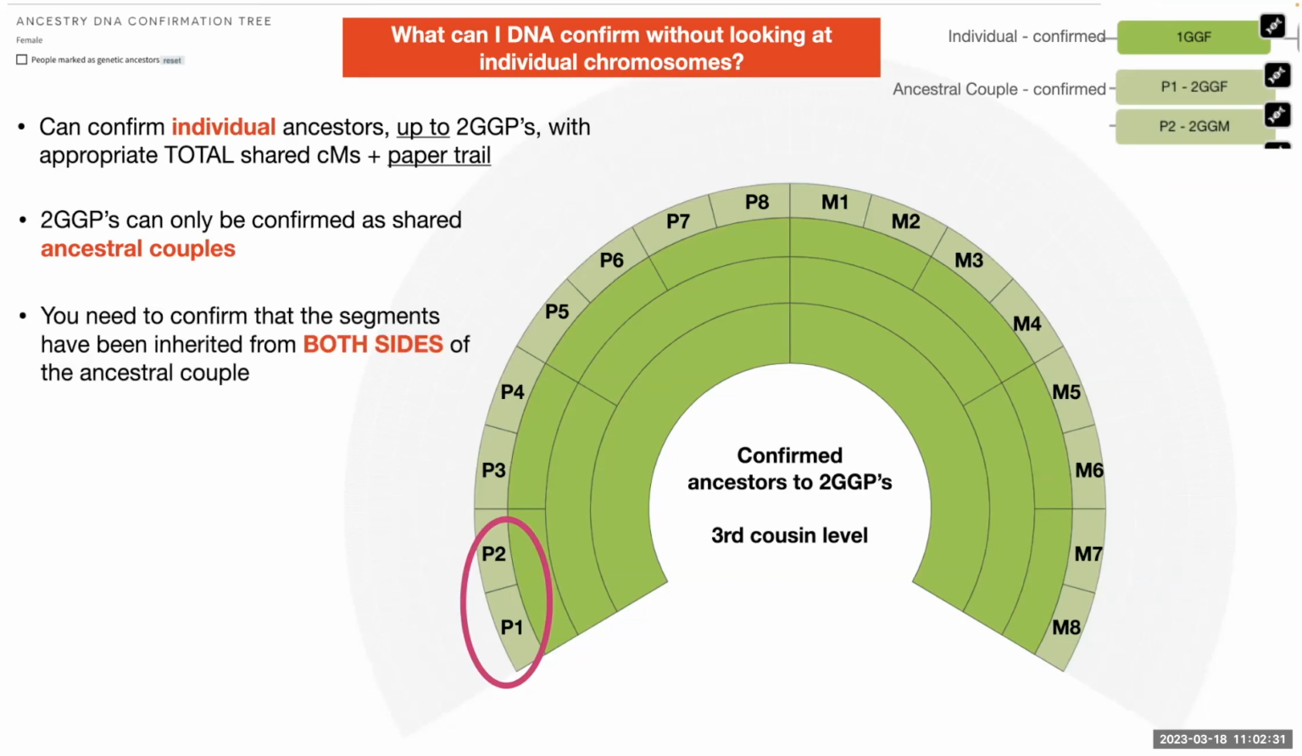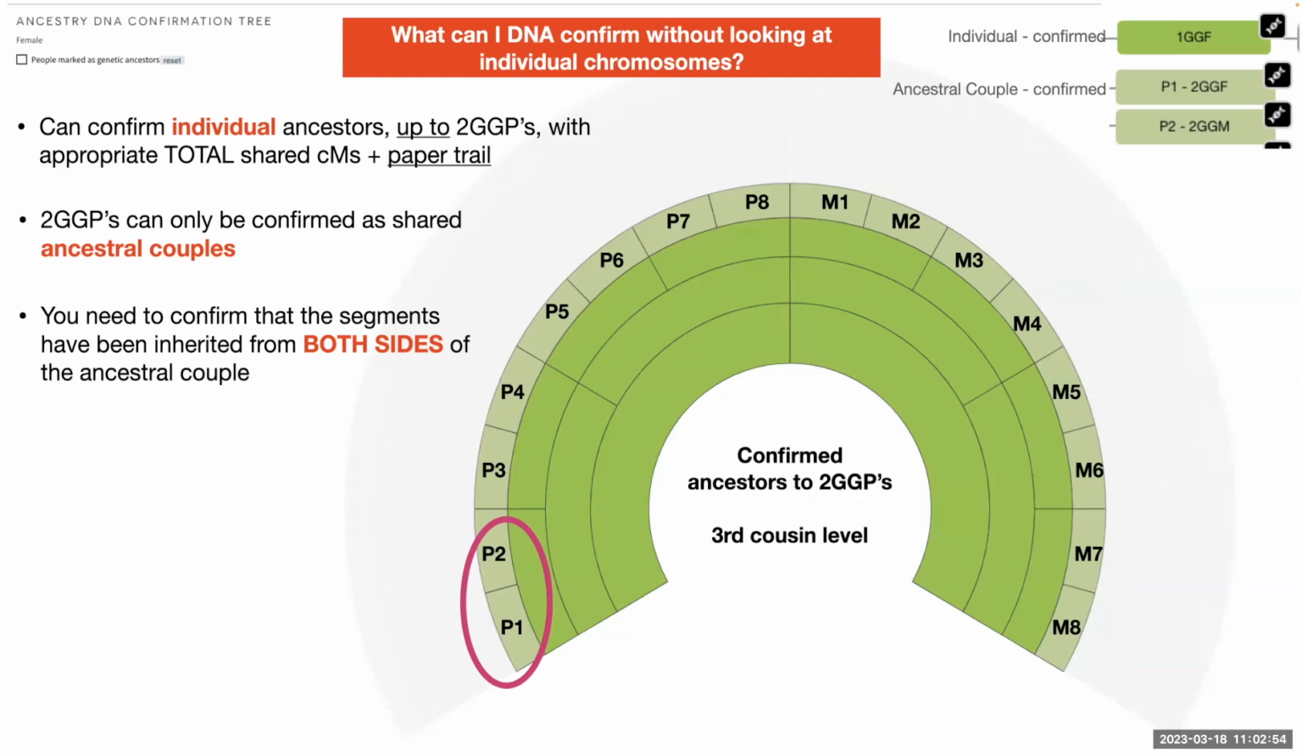And, you know, third cousins, they can share different ranges. And I think my smallest one is 4 segments, and my largest one is about 8 segments. So those 4 segments, if they're all coming from P1 and not P2, then you've only really confirmed one side of that particular couple.